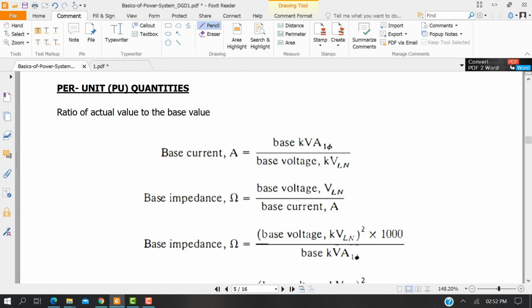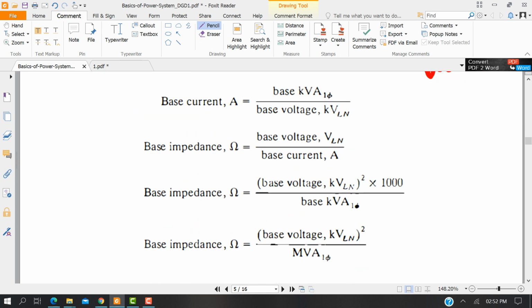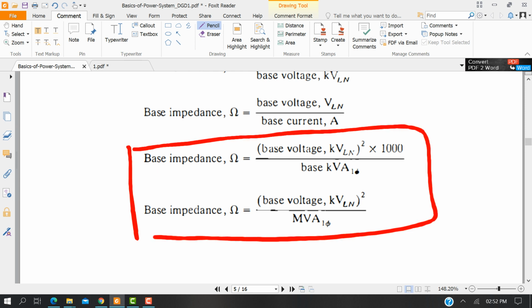Now let us see the most important topic, the per unit component. The per unit value can be expressed as the actual quantity divided by the base quantity. So here is our one formula, and here there is a base impedance. There is another formula of base impedance. Here it's just simple math.